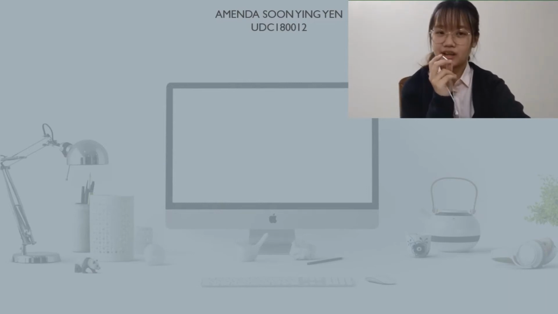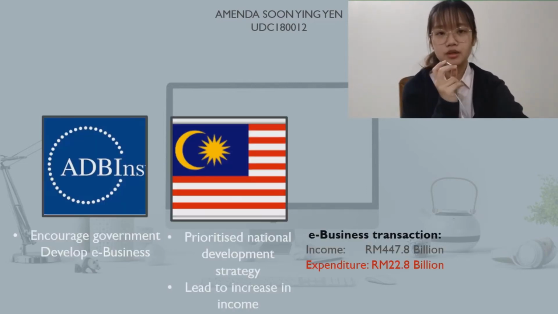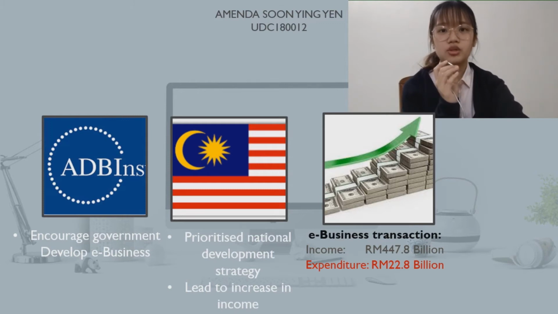Next, the Malaysian government has been prioritizing the development of e-business strategy, which has led to an increase in the national income. Moreover, the income of Malaysia through e-commerce transactions has reached 447 billion ringgit, with an expenditure of 228 billion ringgit on e-commerce transactions in the year 2018.